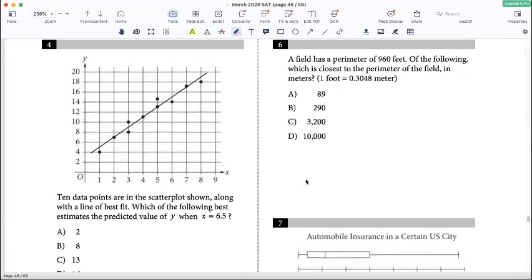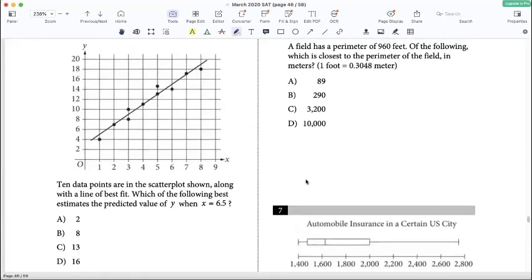10 data points are in the scatter plot shown along with a line of best fit. Which of the following best estimates the predicted value of y when x is 6.5? So 6.5 is here. So the predicted value of y will be about 16.